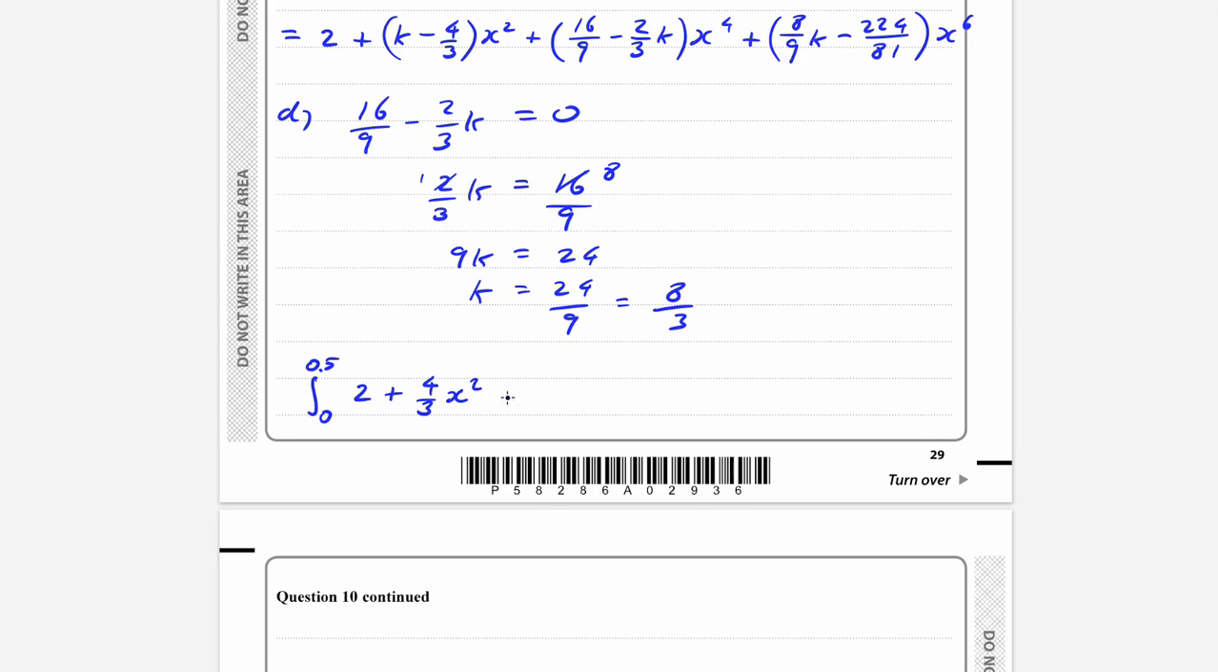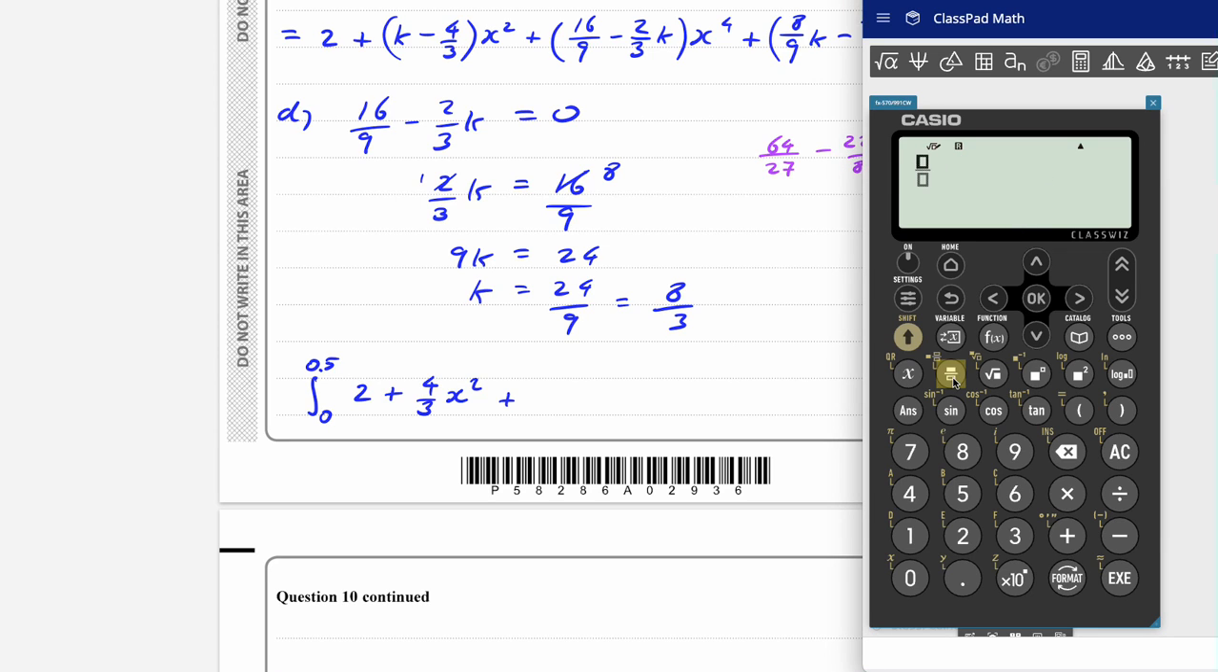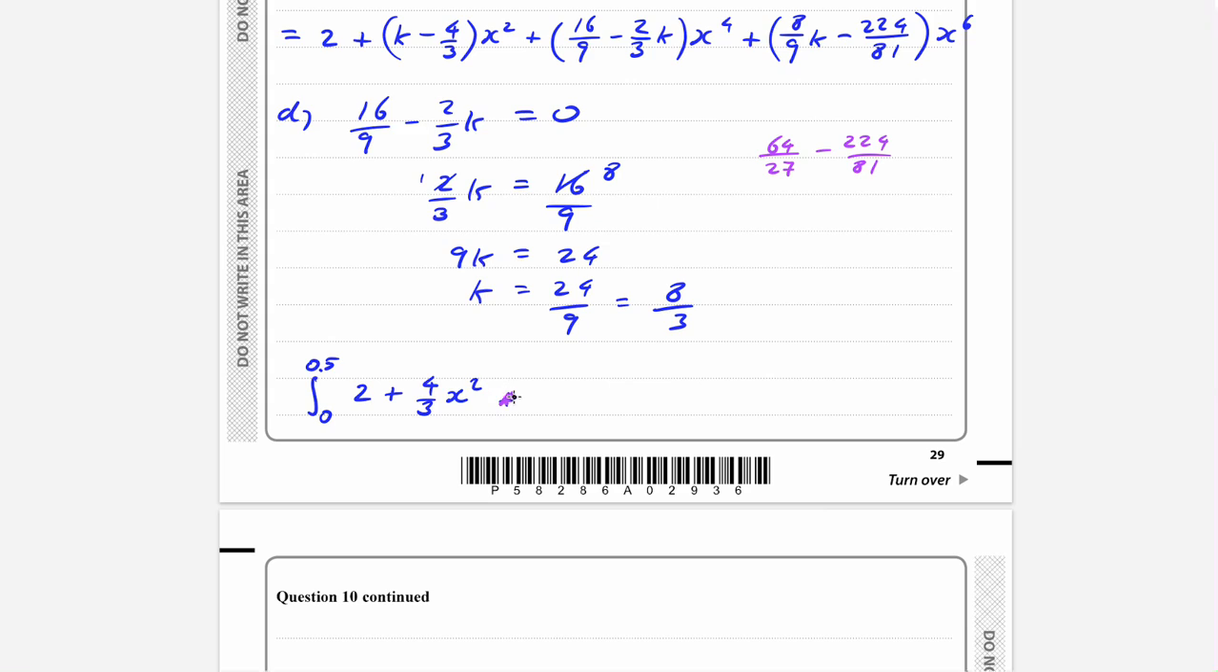And then this one is, so we've 8 over 9 times k, so that would be, guys, 64 over 27 minus 224 over 81. Okay, let's just do that with the calculator. Can't be dealing with that. That is 64 over 27 minus 224 over 81, which is minus 32 over 81. So that's minus 32 over 81 x to the 6. So it's the integral of this dx.